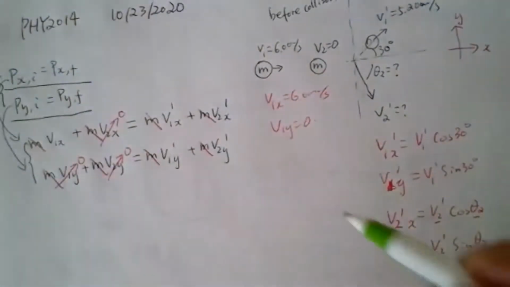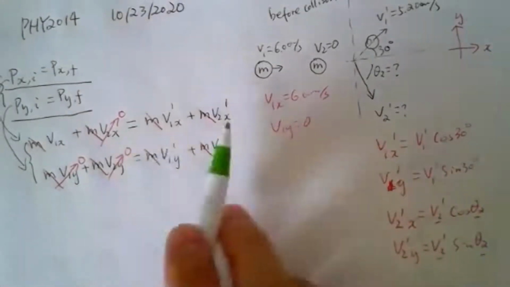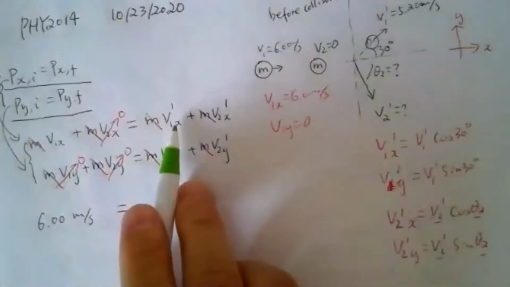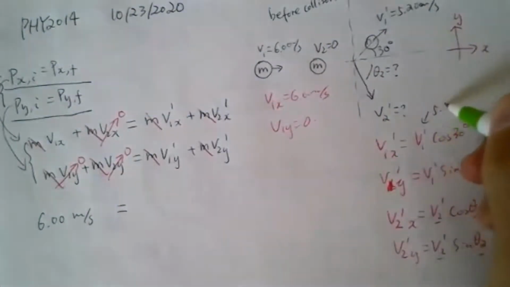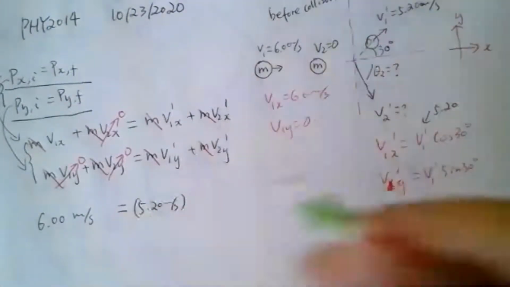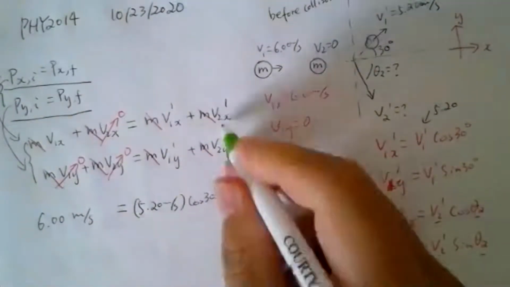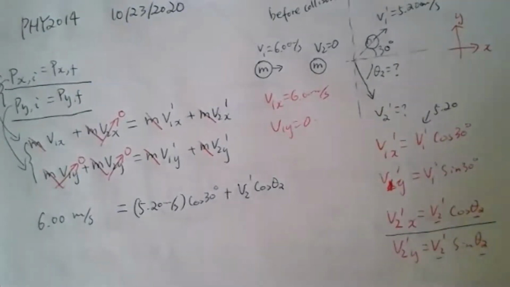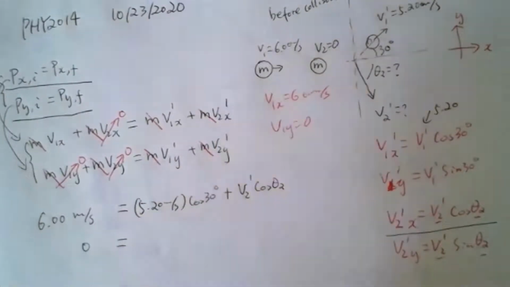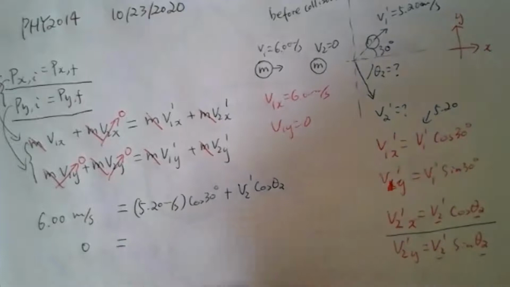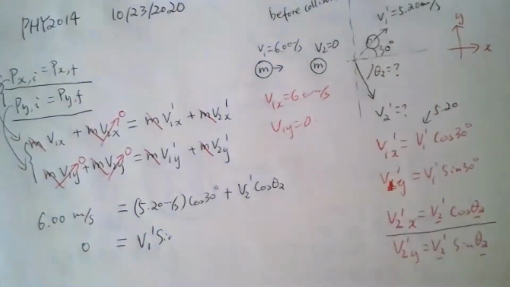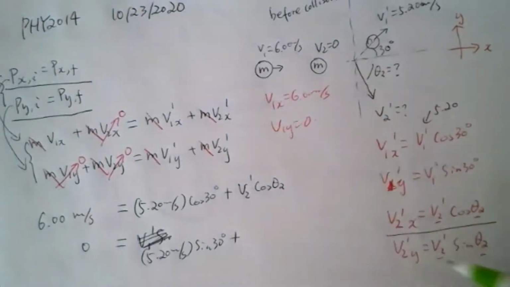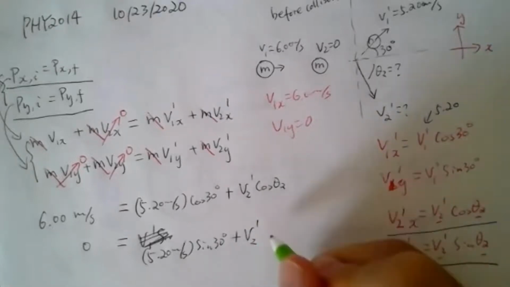So now let's put the numbers into those two equations. v1x is going to be 6 meters per second plus 0, which equals v1x prime. v1 prime is 5.2 meters per second, cosine of 30, plus v2x prime, which is v2 prime cosine of theta 2. So that's the first equation. The second equation then will be 0 equals v1y prime, which is 5.2 meters per second sine of 30, plus v2y prime, which is v2 prime sine of theta 2.